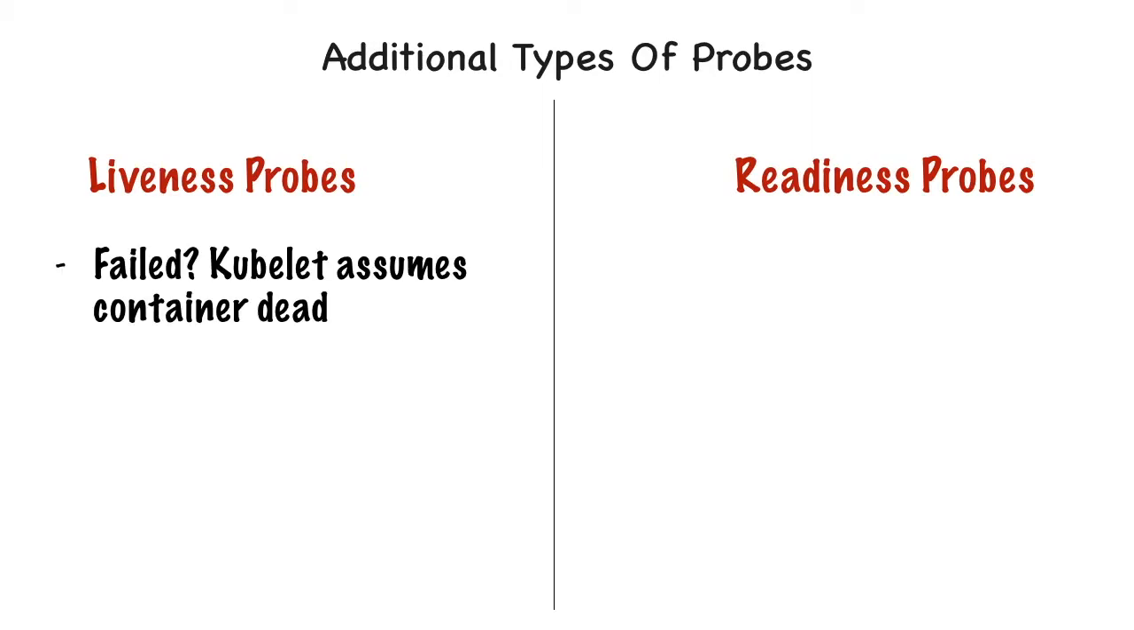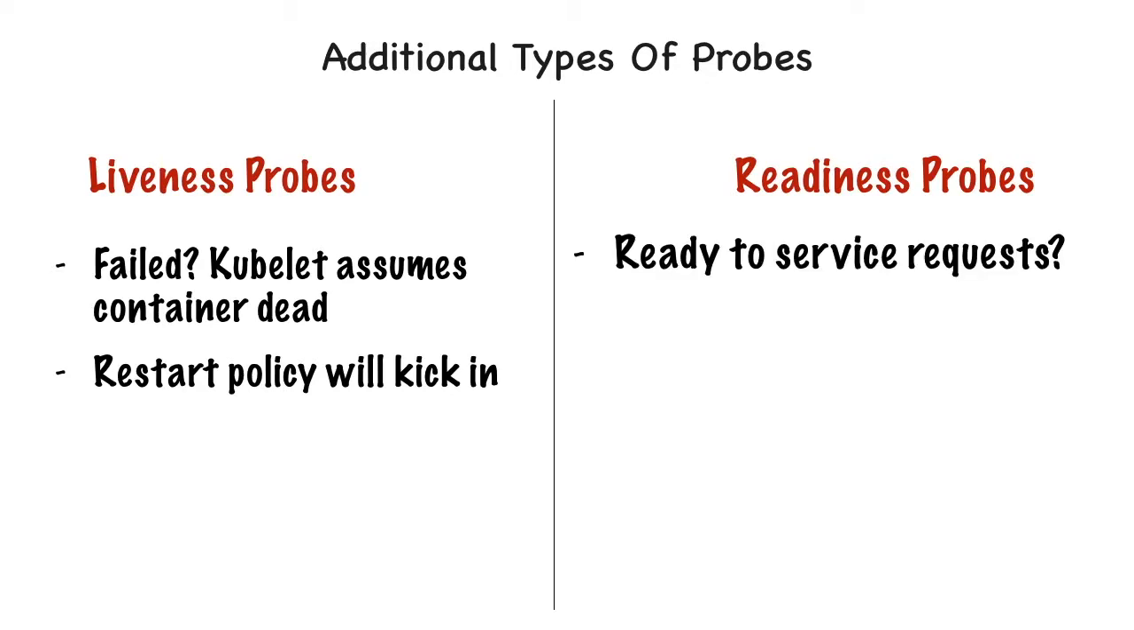If the liveness probe fails, then the kubelet concludes that the container is no longer alive. The kubelet will then kill the container, and depending on the restart policy of the pod, it may try to bring the container up again. If a container does not provide a liveness probe, then the default state of this probe is set to success.